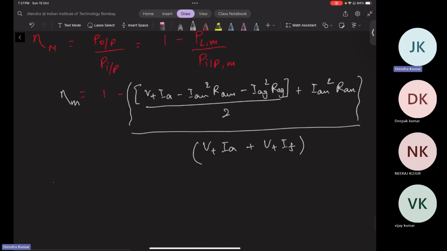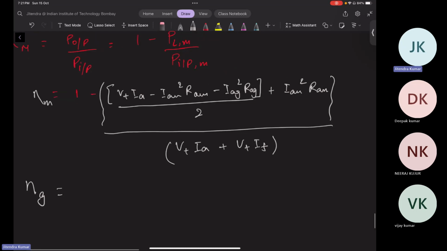Now, what will be the efficiency of the generator set? Again, same, we just add here. Let me copy it.